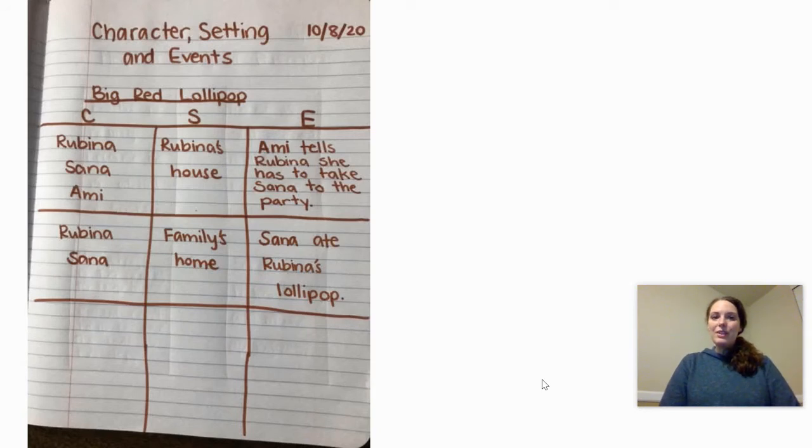You can either choose that they're at their house, or you can be more specific and say they're in their kitchen. And the event is that Sana ate Rubina's lollipop. That was kind of the main problem in this story. Again, you may pause now to fill in your character, setting, and events and wait to move on until you are ready.